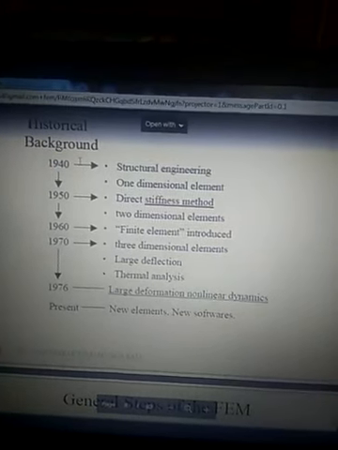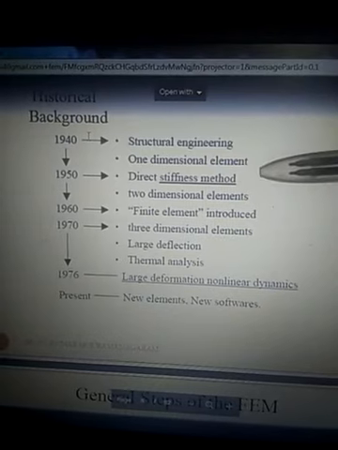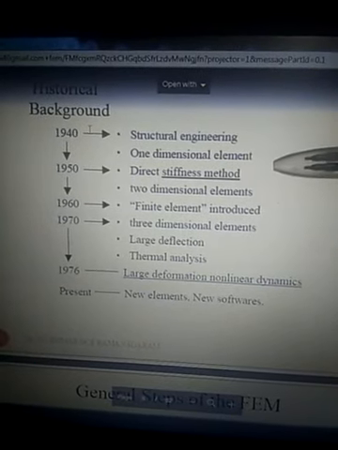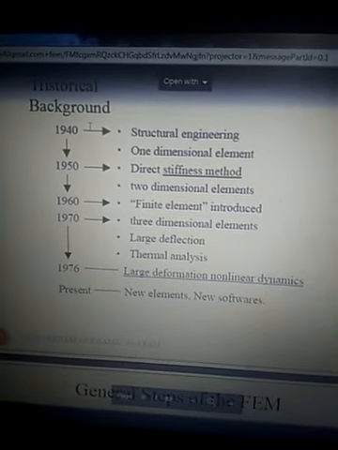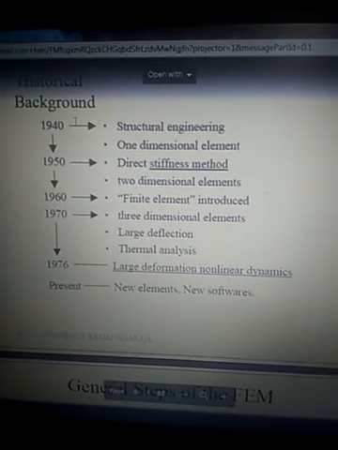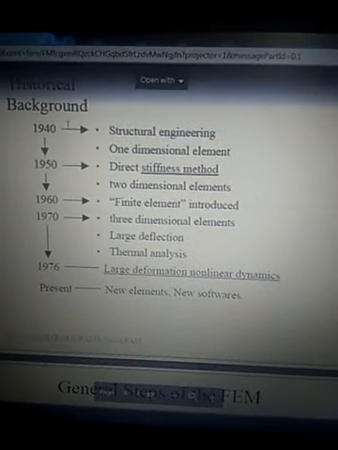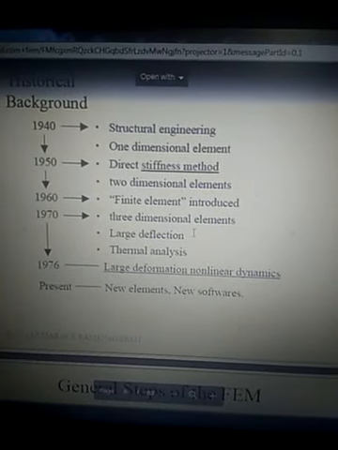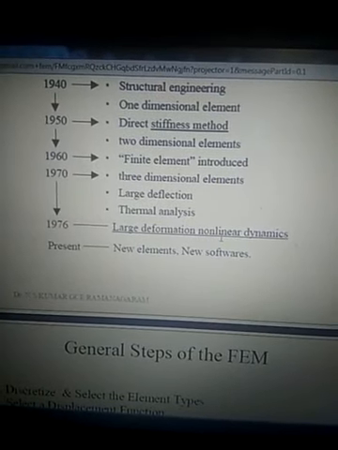Historical background is very interesting. It is from 1940: structural engineering, one-dimensional elements. 1950, direct stiffness method, two-dimensional elements. 1960, they coined the term finite element. 1970, three-dimensional elements, large deflection, thermal analysis. 1976, large deformation, non-linear dynamics. Presently, we are having new elements, new software.